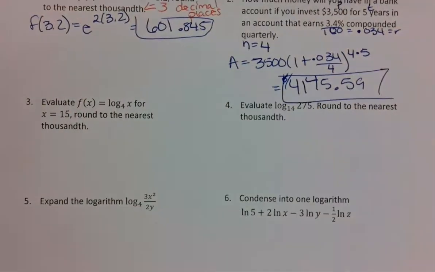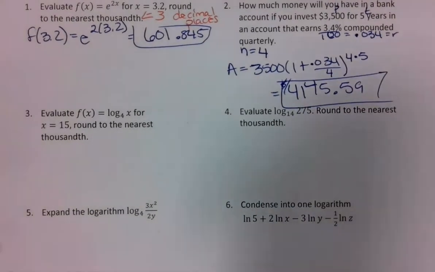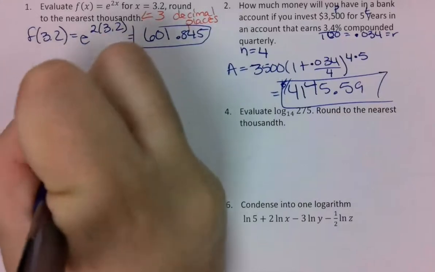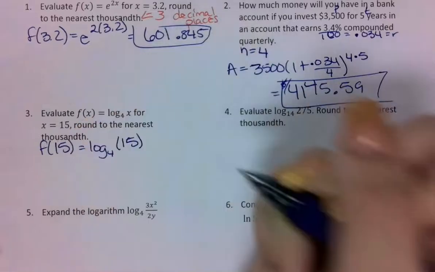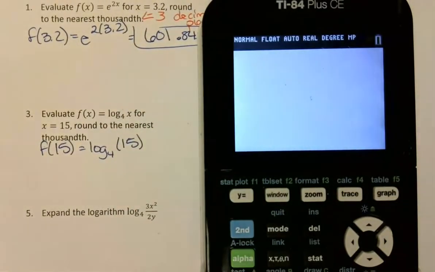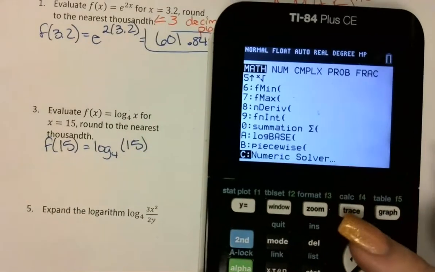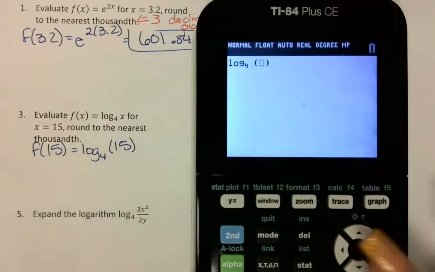Okay. Number 3 wants me to evaluate log base 4 of x for x equals 15. So then I'm just going to plug in 15. And then I can type this into my calculator. If I am using a newer one, like the one I have right here, I can just go math, arrow down to choice A, which is log base, press enter. Then I put in the 4, arrow over, type in 15, and press enter.